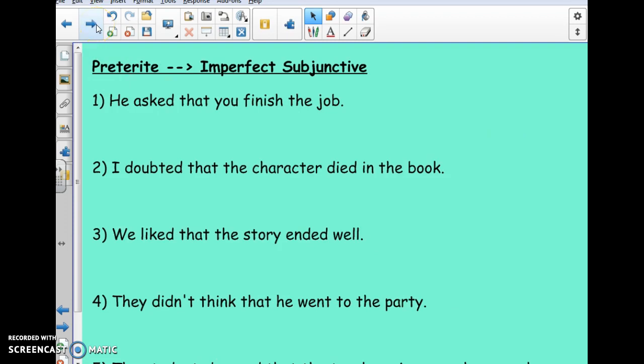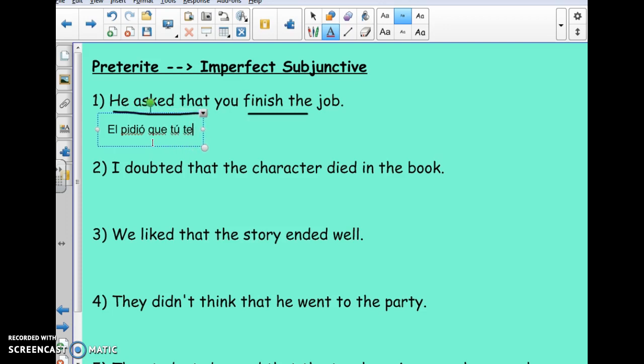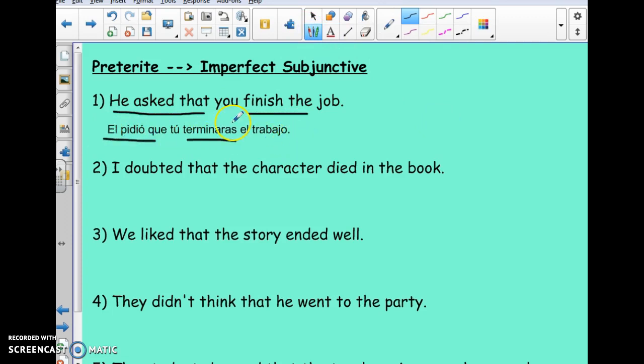The next situation is preterite and then imperfect subjunctive. So we start with, he asked that you finish the job. So the beginning is going to be él pidió que, preterite, and then terminaras el trabajo. So again, first part preterite, this part is imperfect subjunctive.